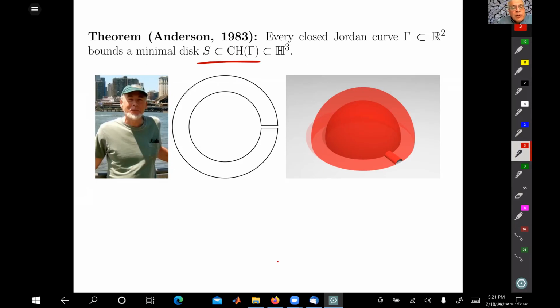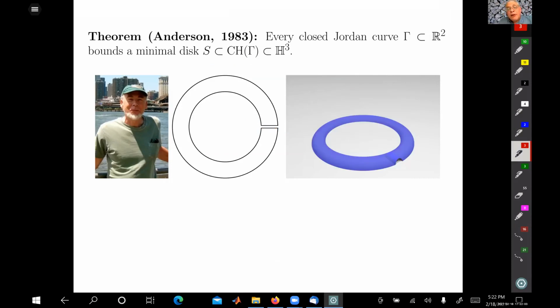Minimal surfaces can be a little tricky. I copied a picture from Mike's 1983 paper. This particular curve is kind of fun. It's almost two concentric circles joined by a little tube. You can see the little tube in the picture over here. But this bounds a second minimal surface. So it's not unique. You don't have to have a unique surface bounding a particular curve. I'm just sort of fascinated by that.